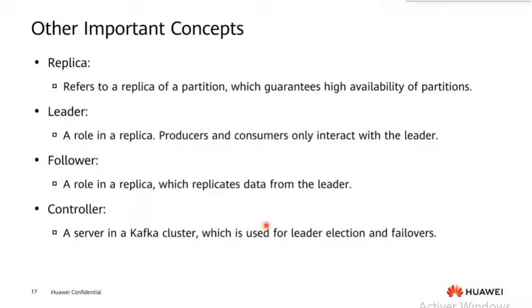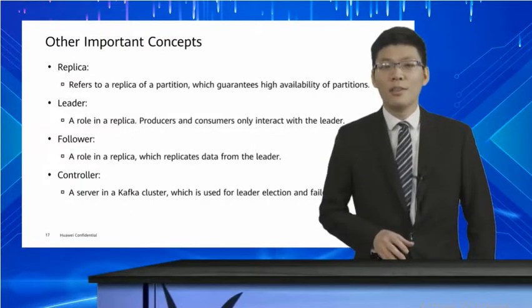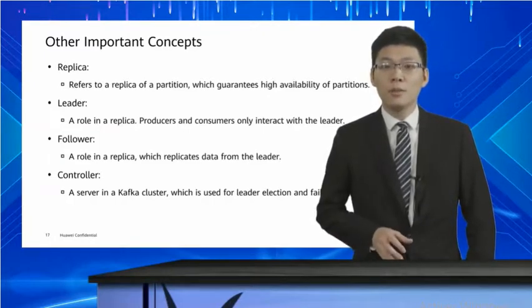Apart from all the basic concepts we introduced before, there are also some important ones like replica, leader and follower, and the controller. For the first 3 concepts, we will introduce them in the next section, and as for controller, just regard it as the supervisor of leader election and failover. Alright, now it is time to have a look at the data management part of Kafka. And in this section, we mainly introduced the replication mechanism, the transmission reliability, and all the data processing methods. Okay, that is all for the second section. Now, in the third section, we are going to introduce the data management modules for Flink.